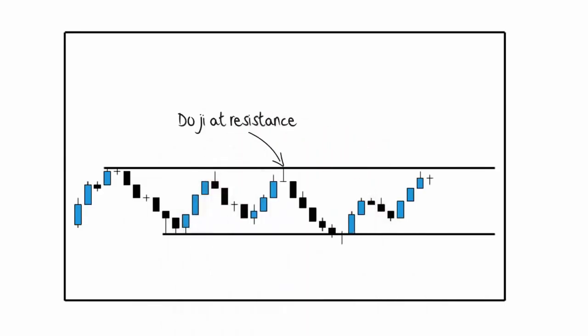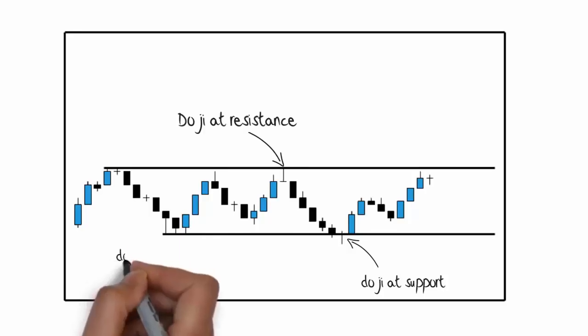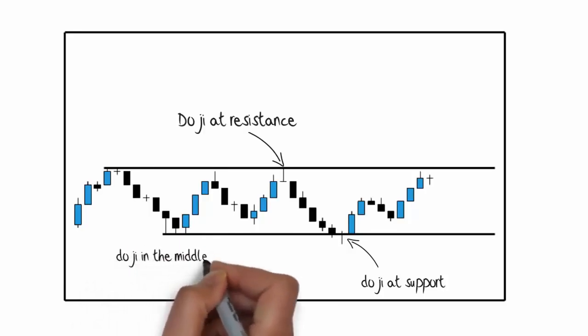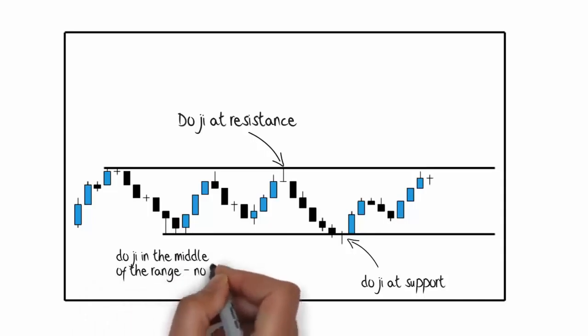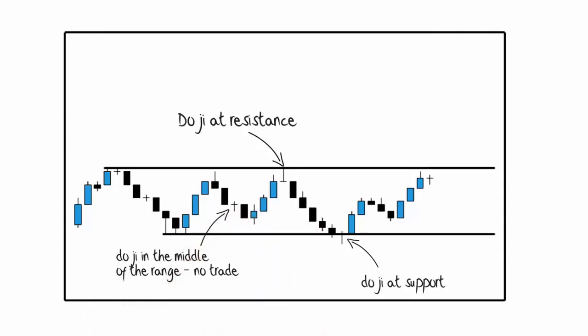that bulls have become exhausted and bears are ready to take control. Or the opposite in a downtrend. After a strong selling pressure, a doji appearance at support could indicate that bulls are getting ready to go long. The most important thing to remember when trading candlestick signals is to look at the context. A doji in the middle of a trading range means absolutely nothing and you should never trade it. A doji at support or resistance, however, is a completely different story.